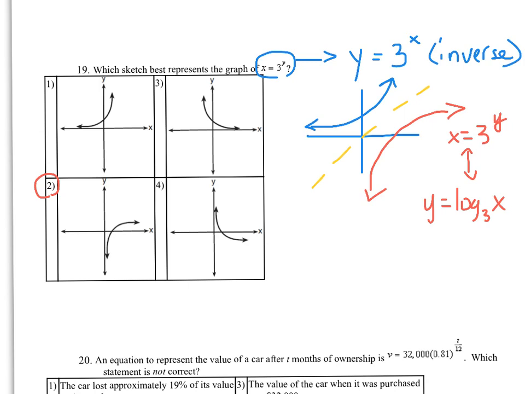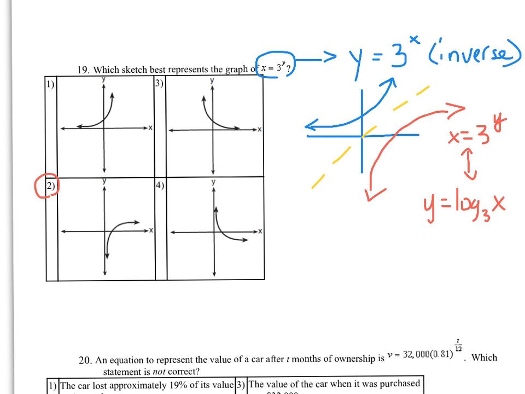And so if you look at choice 1, it says the car lost approximately 19% of its value each month. And notice that this says after T months. So that does make sense, number 1, because choice 1 says each month, and the original question is saying after T months. The other thing also is it says that the car lost value, which would make sense based upon what we have here, right? We have a depreciation here.